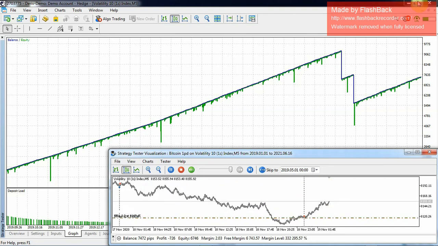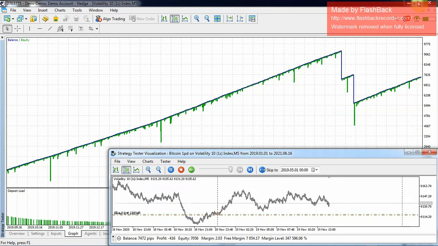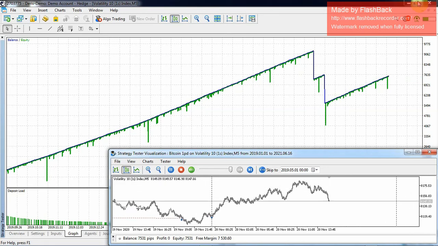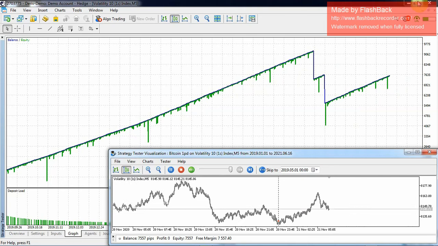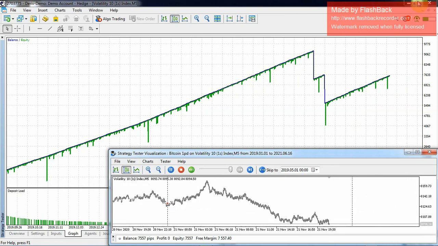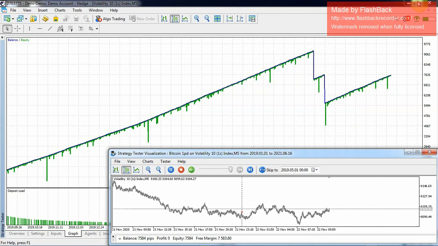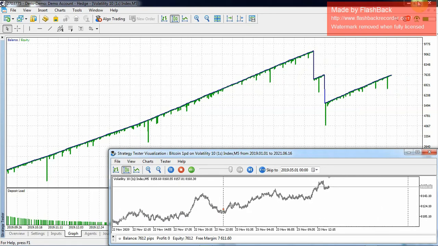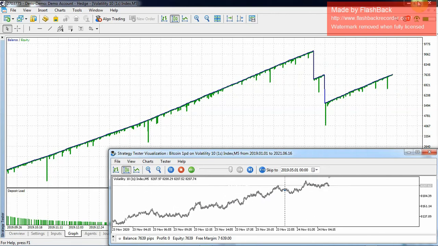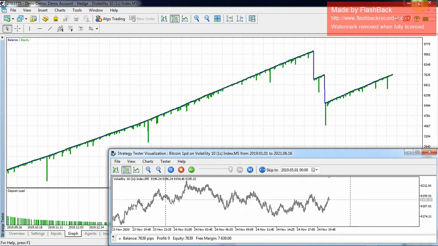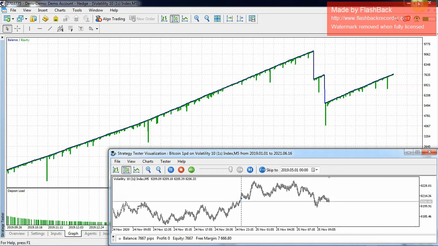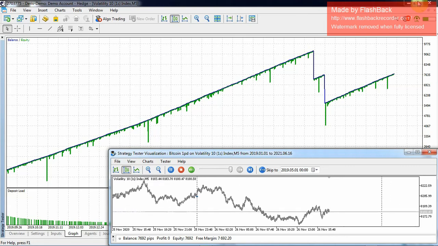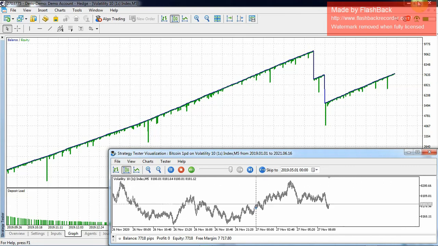Okay, so one loss is almost recovered. This trade took some time to close. Had a huge drawdown there. Okay, so one loss has been recovered. We made two losses in September 2020. We made two losses. One loss has been recovered.